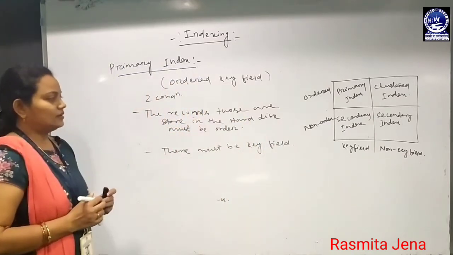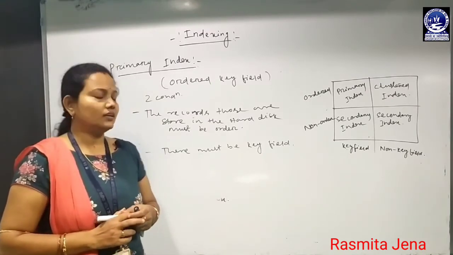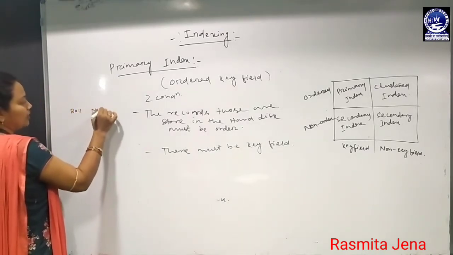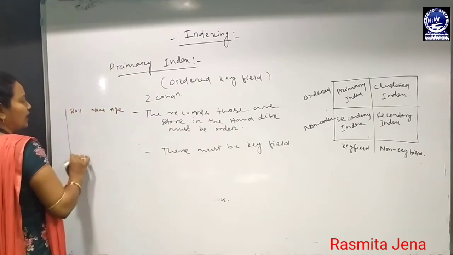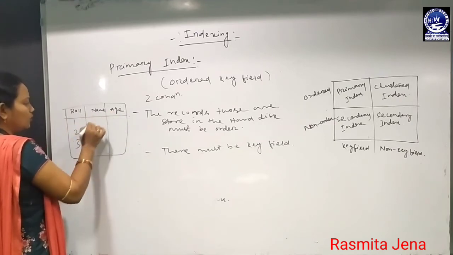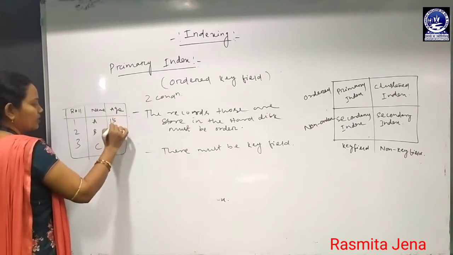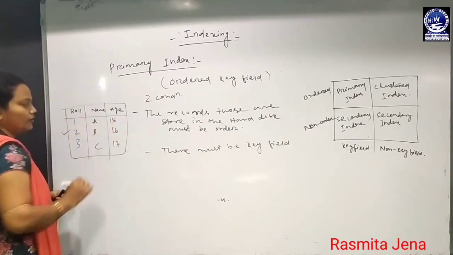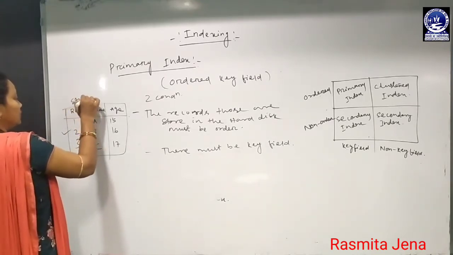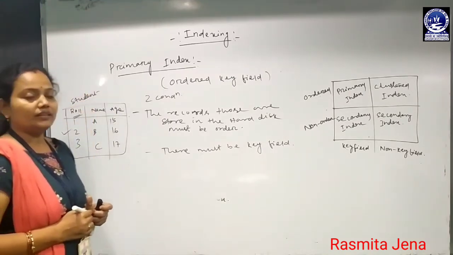Let us take one example of primary index. Take an example of student records. In the student record, suppose the record contains the student roll, student name and age of the student. In the student table, roll number is the key field. That means by using roll number we can search a particular student's information. So in this case roll is the key field and based on this key field we can apply the primary index.